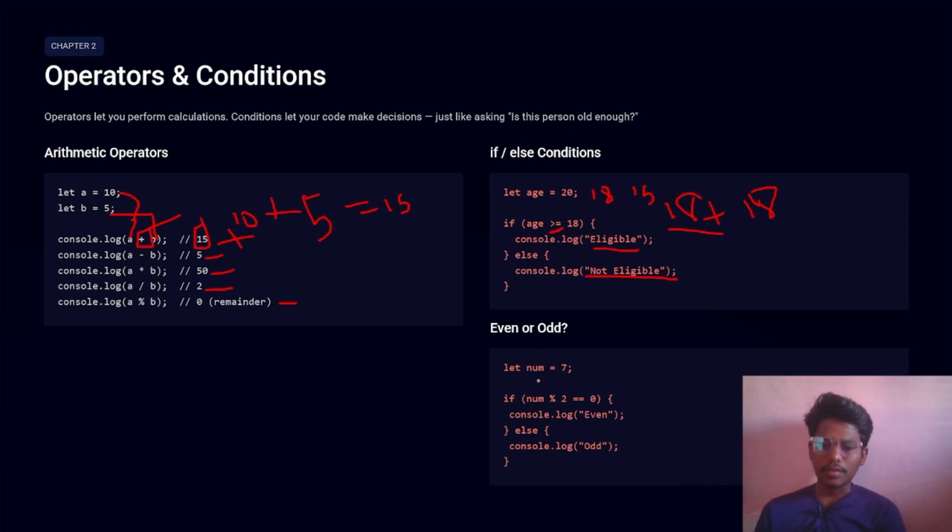In that same way, even or odd. Let number equal to 7. Here we are using if num modulus of 2 is equal to 0. The number is modulus of 2. See here, the 7 modulus of 2. Let's take an example, 7. The 7 modulus of 2. Sorry, wait a minute.